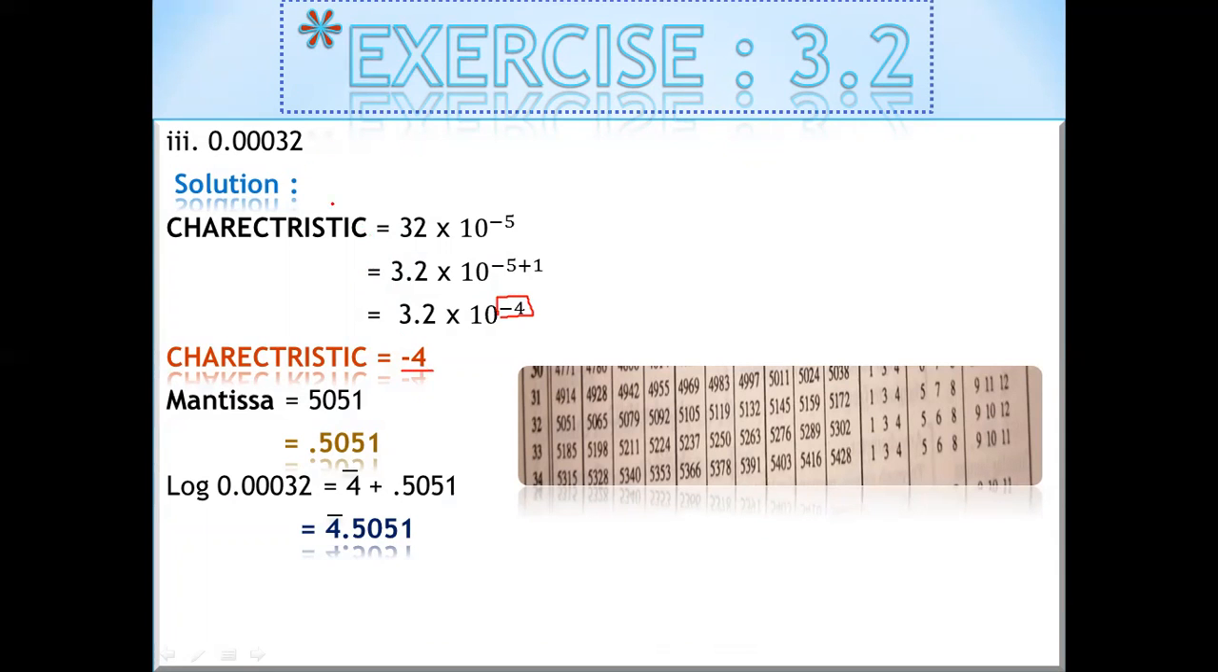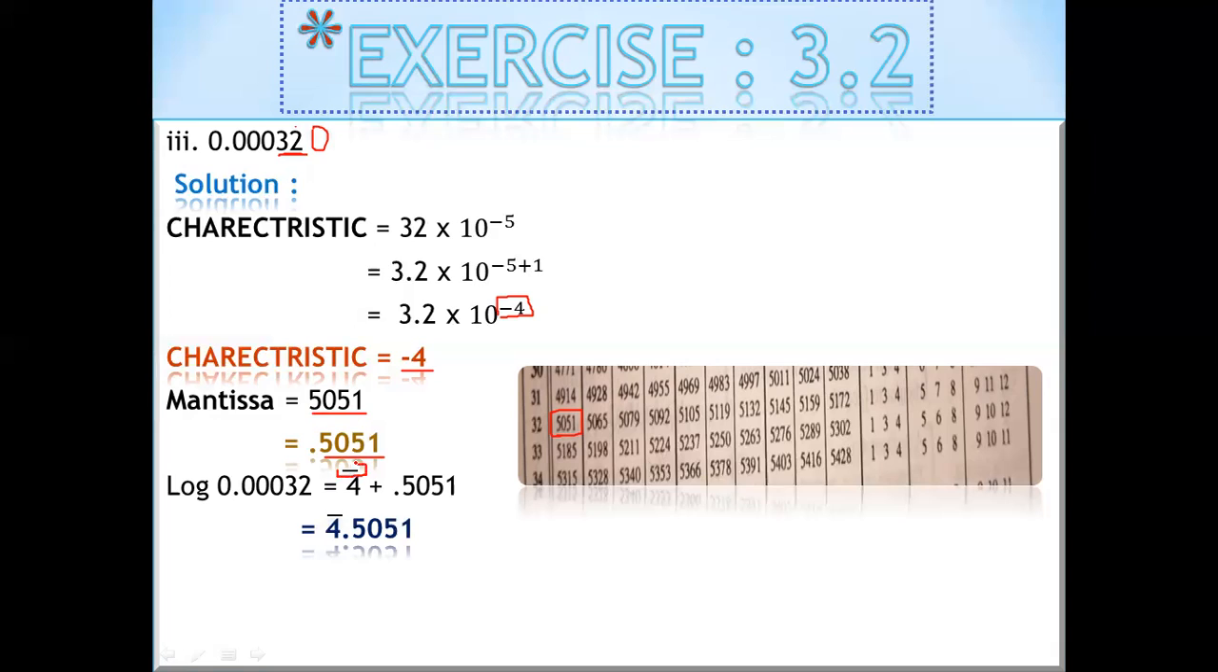Now come to the Mantissa. There are only two numbers, 32. No number is after 32. When we have this type of question, it means that the next number will be 0. And we check 32 in the column of 0, and there is 5051. Because there is no number, we cannot find the difference. We only write 5051 and the Mantissa will be 0.5051. Symbolically, we write minus 4 as 4 bar.